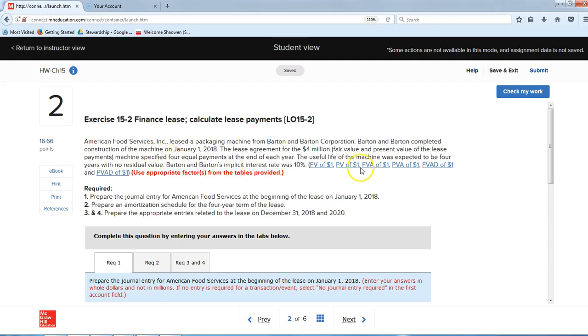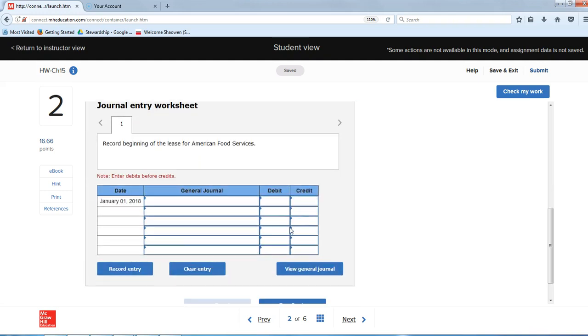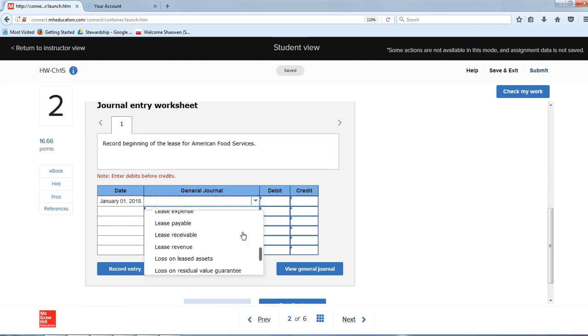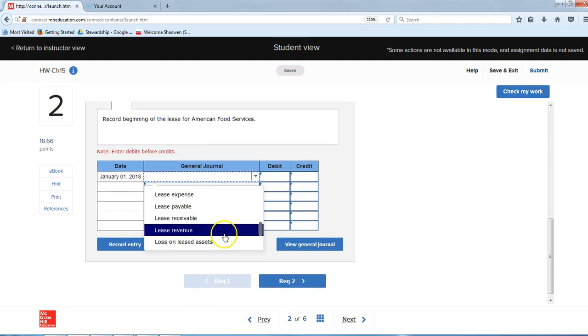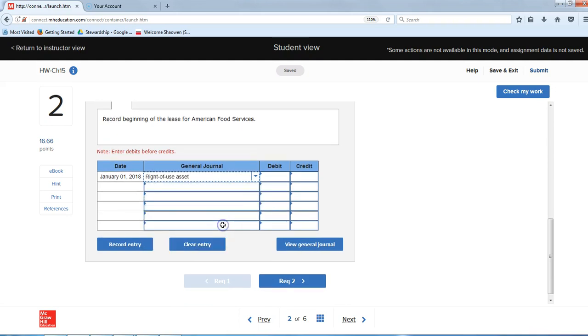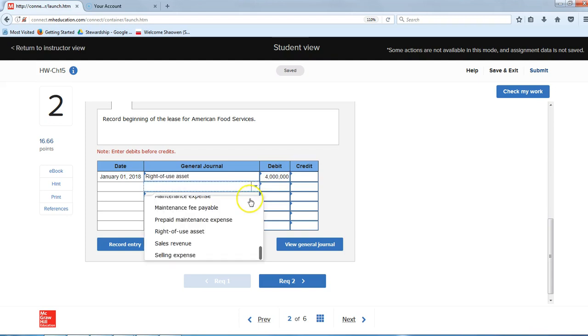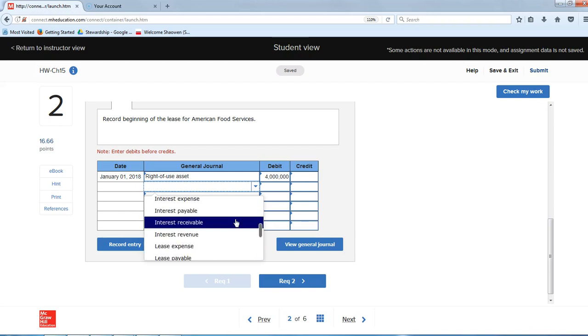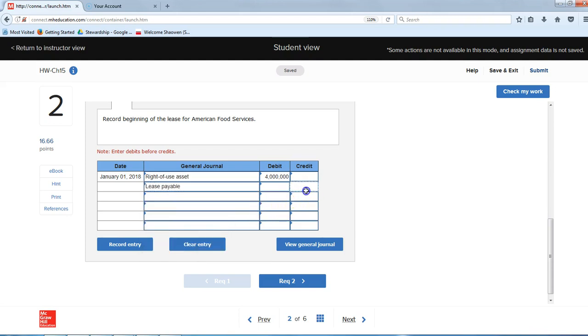machine. And we have a present value of all lease payments of $4 million. So that will be the value of the right. So we debit the right of use asset for $4 million, and credit lease payable for $4 million.